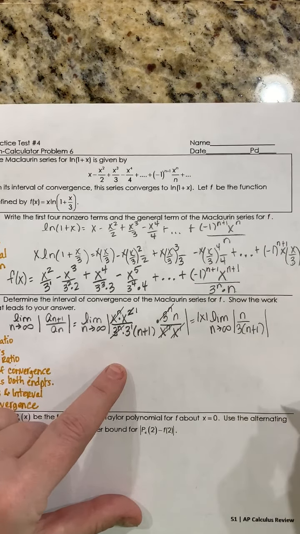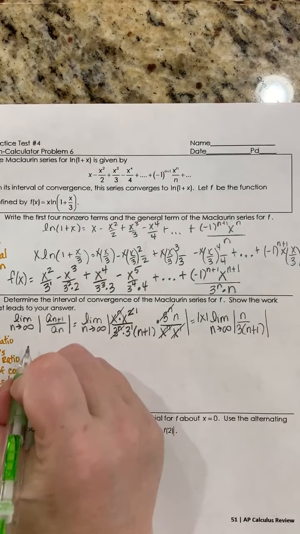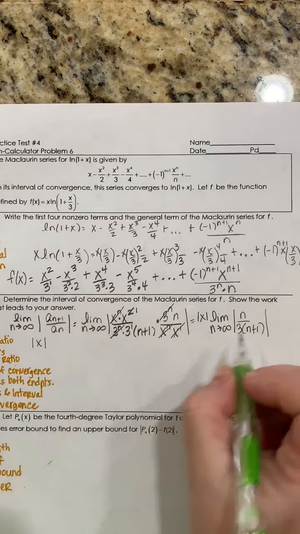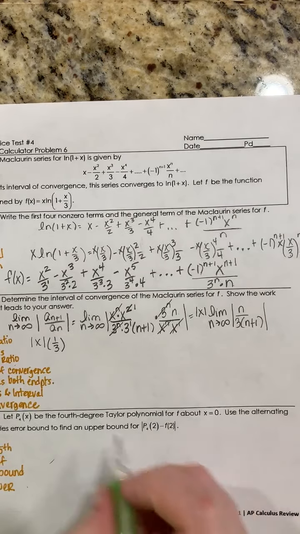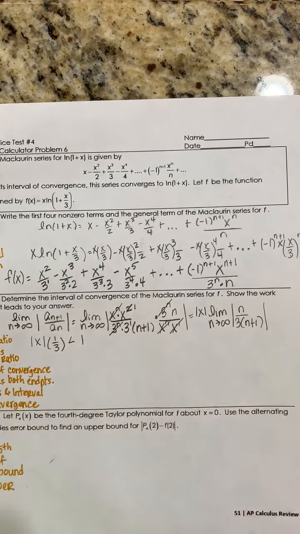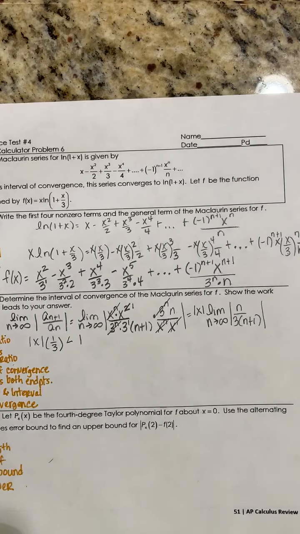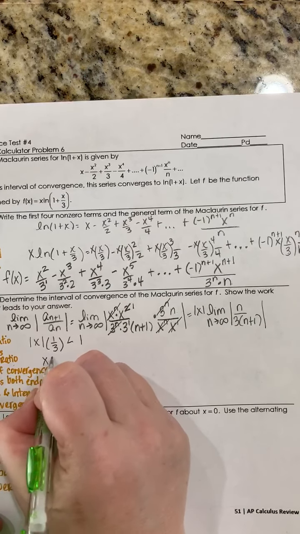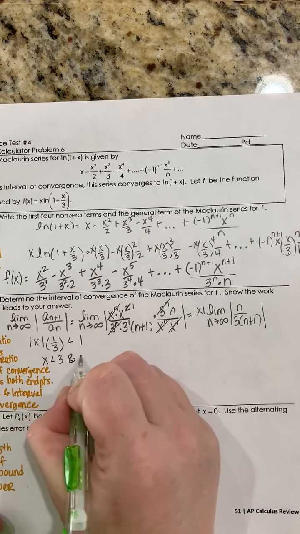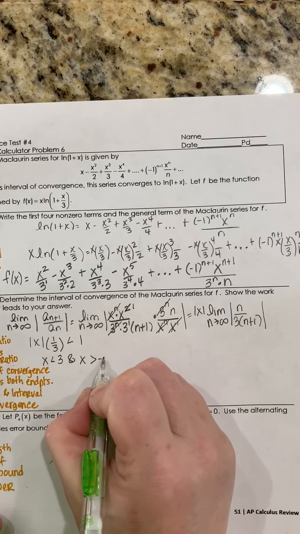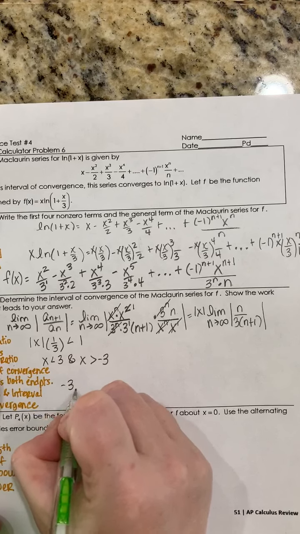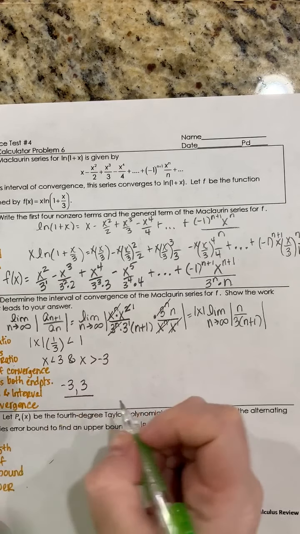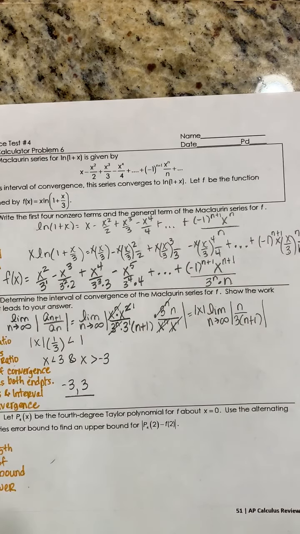So this is going to be the absolute value of x times 1/3. And then I set that to be less than 1 to figure out the interval of convergence. So x is less than 3 and, flipping it, x is greater than -3. So my interval of convergence is -3 to 3. That radius would be 3, but because it's asking for interval, I have to check my endpoints.